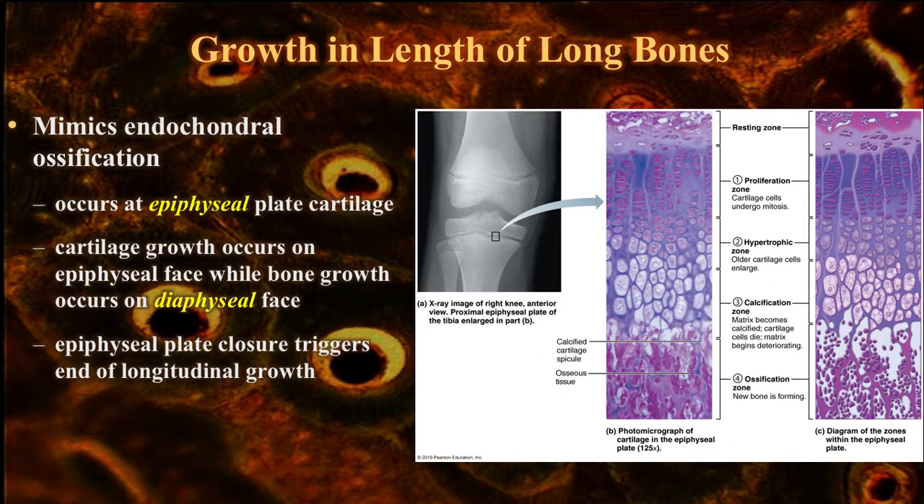Now, growth in length of long bones. Through adolescence, as your bones are growing, we have this process happening. So it mimics endochondral ossification. You start out with hyaline cartilage, and that grows, but then you replace it with bone. So it makes the length of the bones grow. I'm going to try to draw a picture of what's happening here.